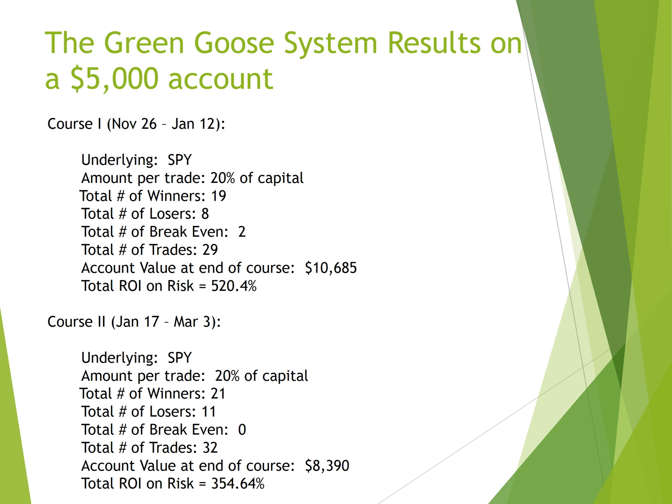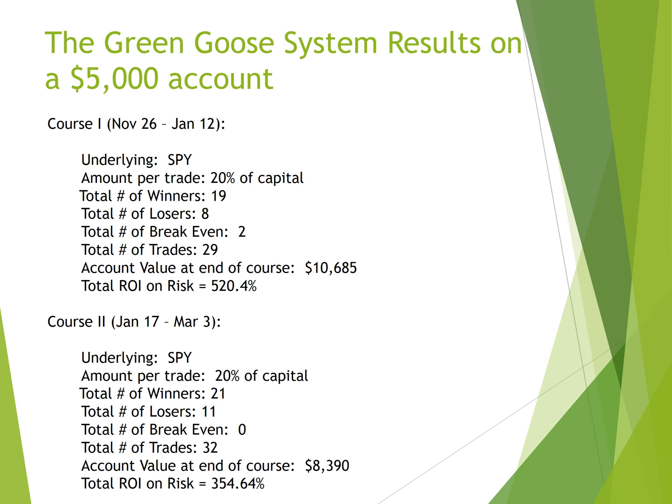Course 2 did not do as well. We actually went through some real tough periods, but in the end, it didn't do that poorly. We used the underlying, again, SPY, for 20% of capital per trade. Total number of winners was 21. We had a few more losers at 11. We didn't do any break-evens, so the total number of trades was 32. So we're running at a good 65-70% success rate. But we did have some losers in there. The account value at the end of the course was $8,390, so just about 70%. Total ROI on the risk was 354.64%.